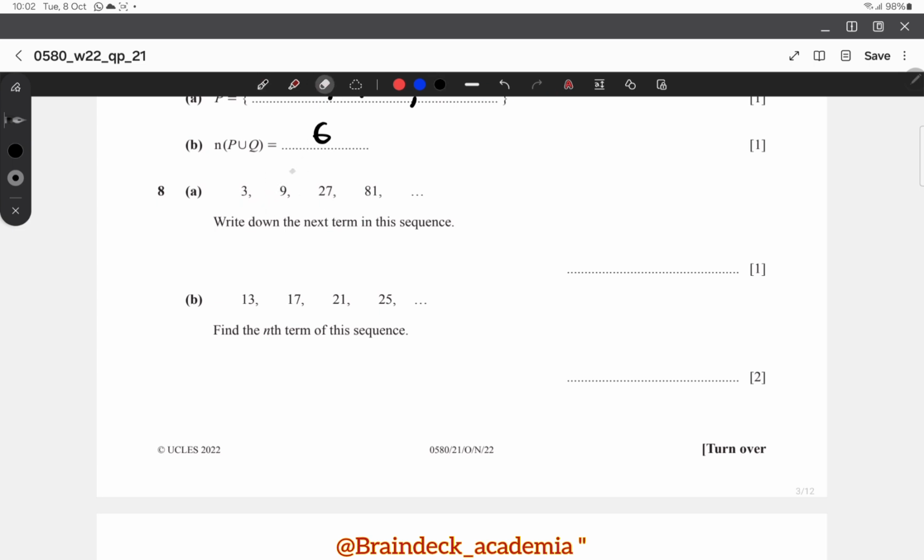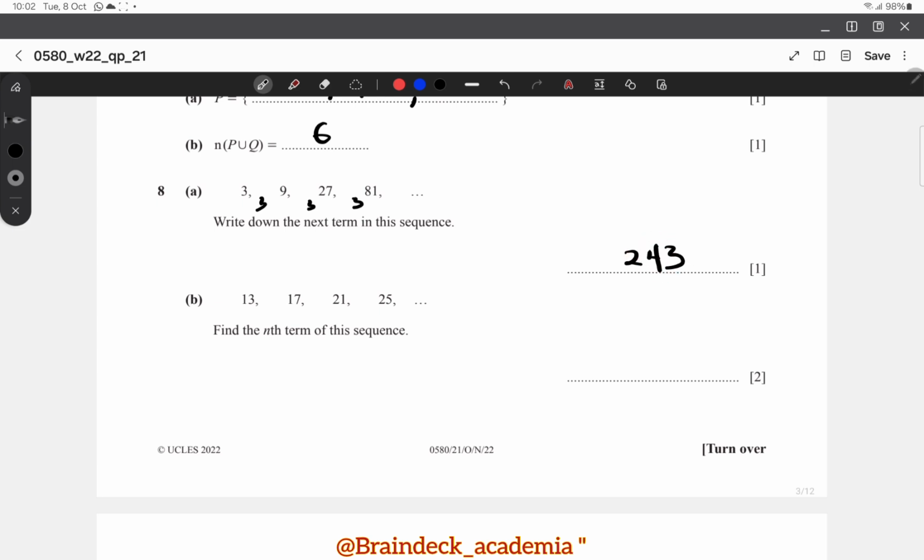9 divided by 3 is 3. 27 divided by 9 is 3. 81 divided by 27 is 3. So it's a GP. It has a common ratio. So since it has a common ratio, for you to get the next term you just say 81 times 3, and that will give you the answer. 81 times 3 is 243. That's your answer. 243 is your answer.